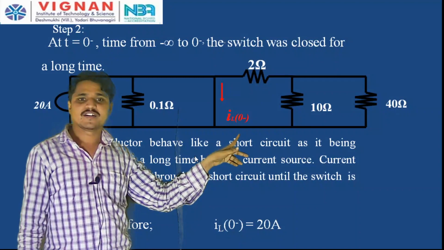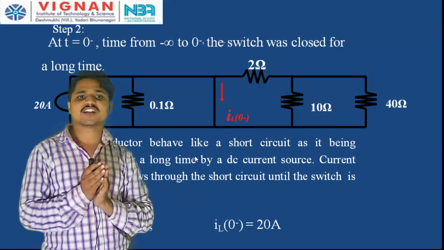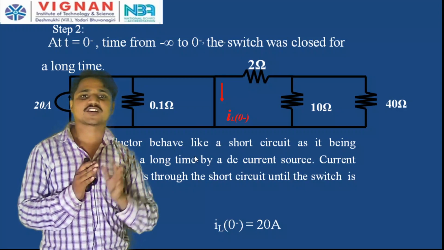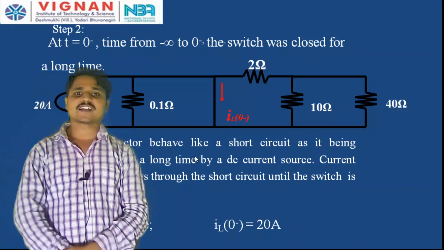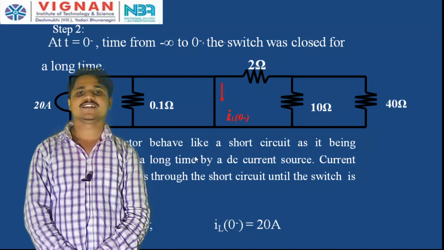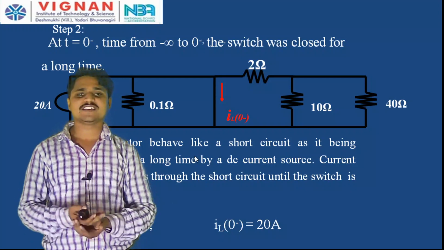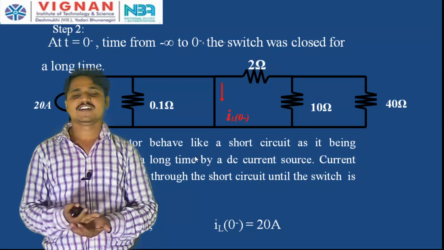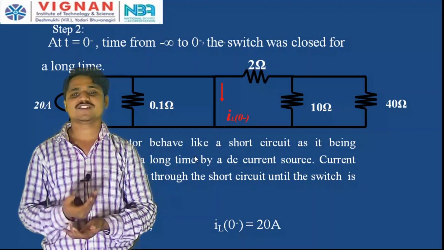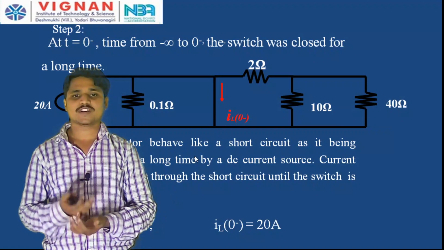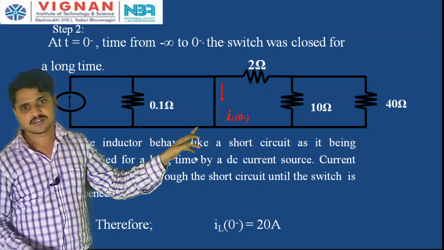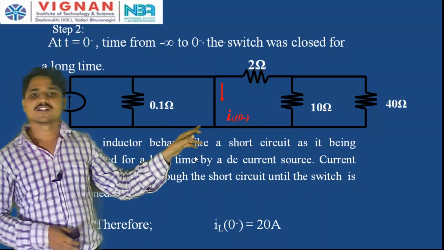What was the current? We know that for a DC circuit in steady state, the inductor acts as a short circuit. The voltage across the inductor is V L equal to L into d i L by d t. If the current i L is DC, it is constant, and the derivative of a constant is 0. Therefore, V L is equal to 0. Voltage 0 means short circuit.